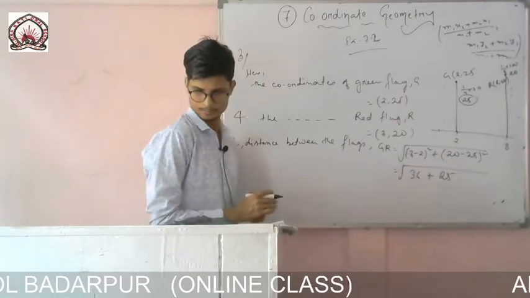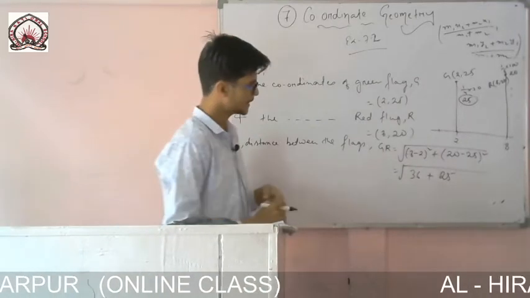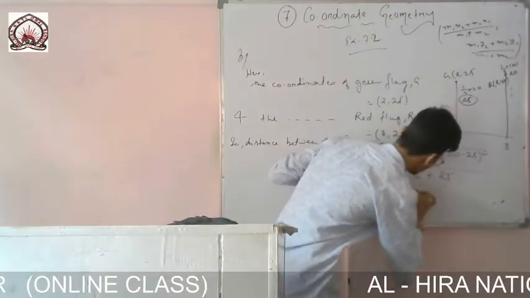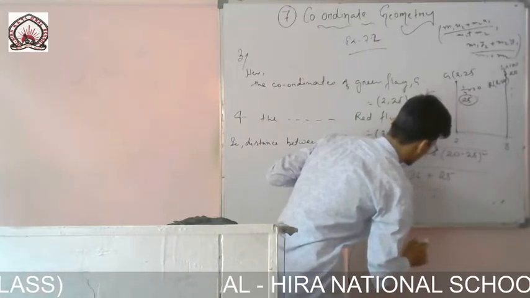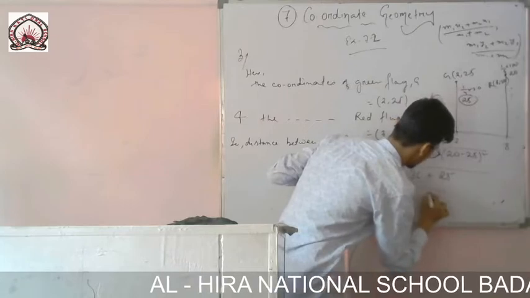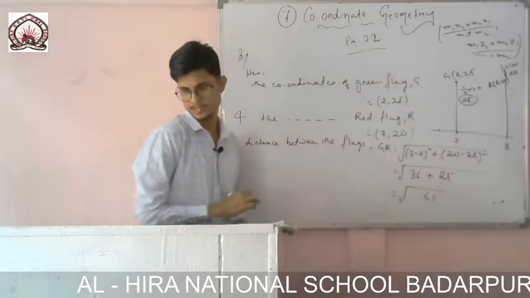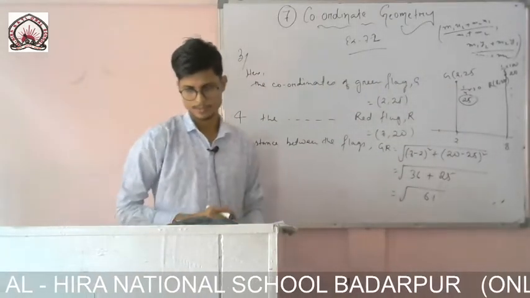So you just add it, you will get 36 plus 25, it is 61. So answer is root over 61.